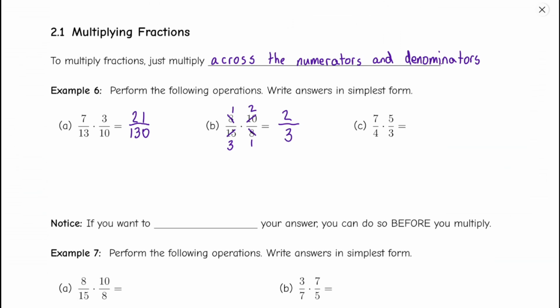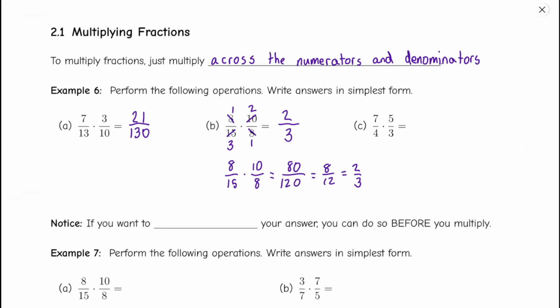I do want to redo this problem as if we did not know that to begin with, and show you that you do end up with the same answer, it just takes a little bit longer to get there. So for example, 8 times 10 is 80. 8 times 15 is 120. Well, both of these numbers end in a 0, so I can divide by 10 on the top and bottom to get 8 over 12. And then both of these numbers are divisible by 4, so I can divide by 4 on top and the bottom to get 2 over 3. So you do arrive to the same simplified answer.